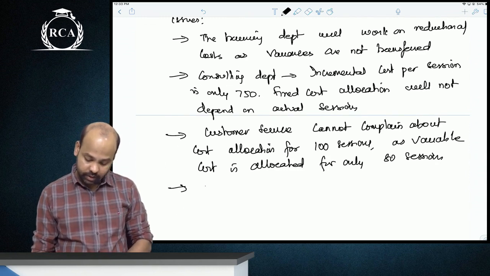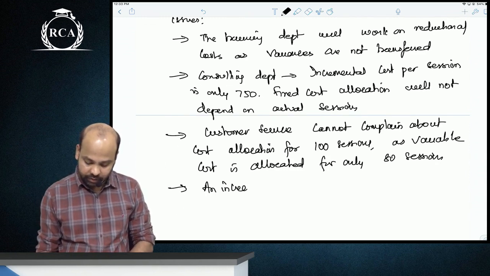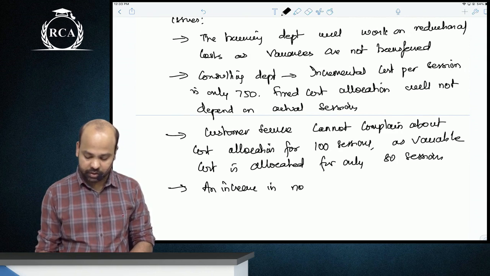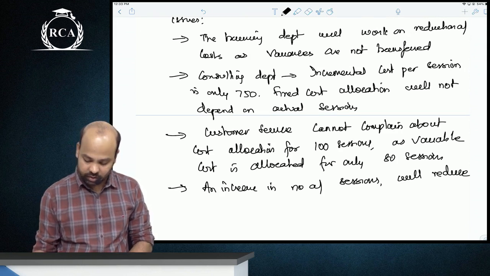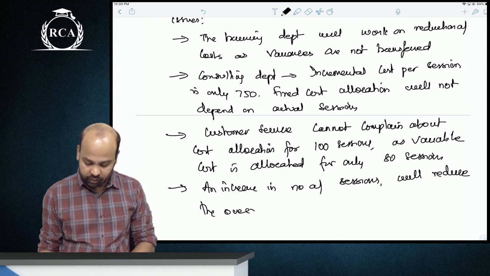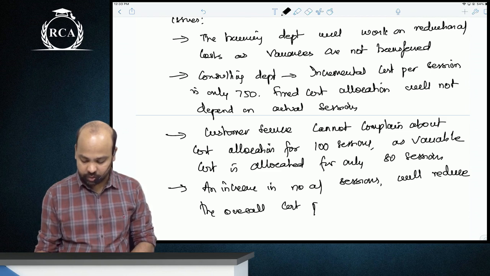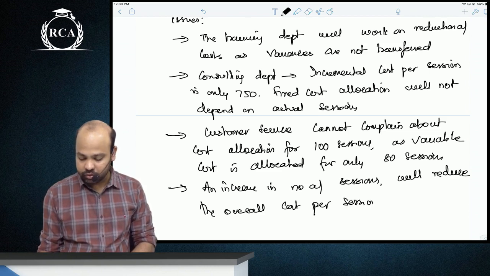Next, beta, an increase in number of sessions will reduce the overall cost per session. So this is how, beta, we are able to solve all of these issues.